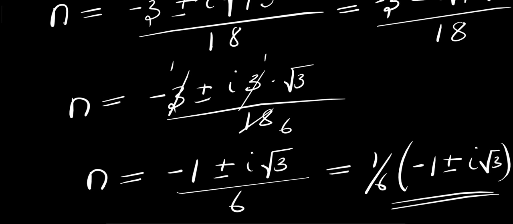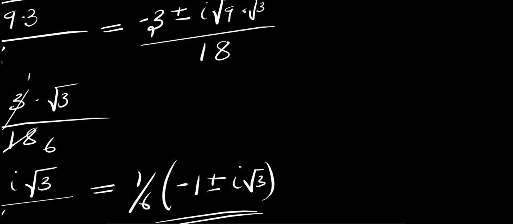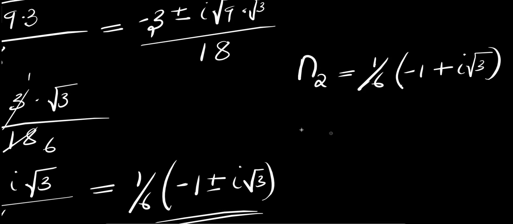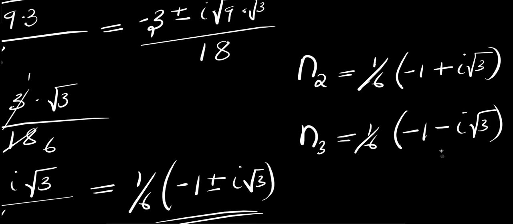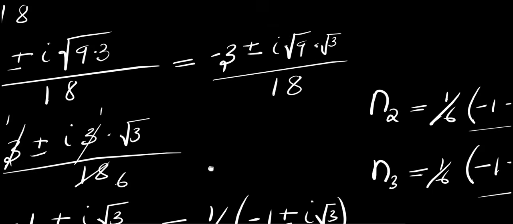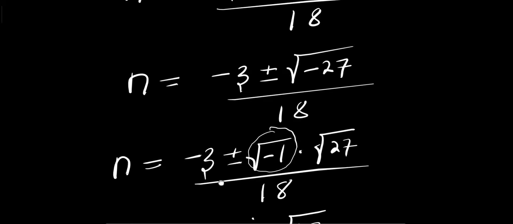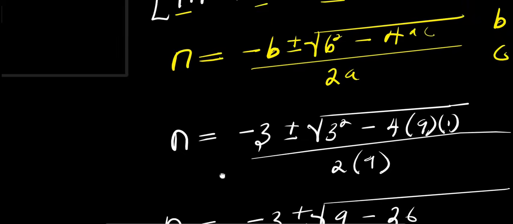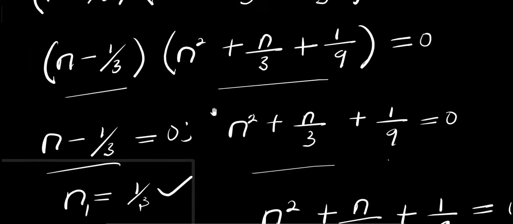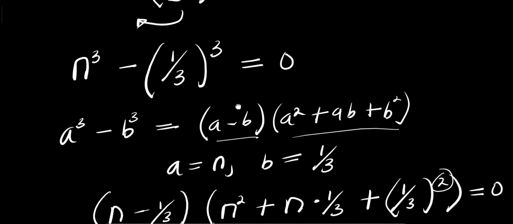So guys, we have two complex values for n. My n2 is 1 over 6 of negative 1 plus i times root 3. My n3 is 1 over 6 of negative 1 minus i times root 3. Then I have my n1. My n1 here is 1 over 3. So we can verify.